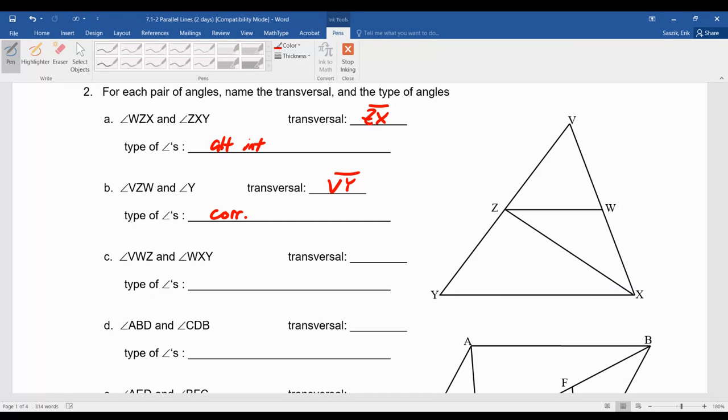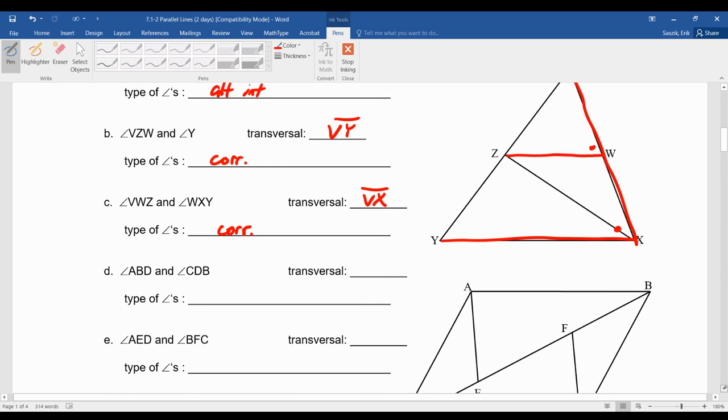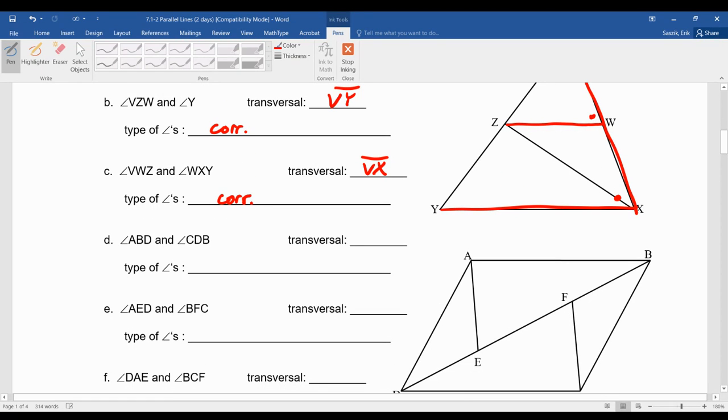Now, let's see, VWZ and WXY. Well, that's this whole angle. And you see you got the same situation. You got this, these are your lines. This is your transversal. These are still corresponding, but now we're using VX as the transversal. Hoping this is starting to make a little sense, but this can be tricky sometimes.